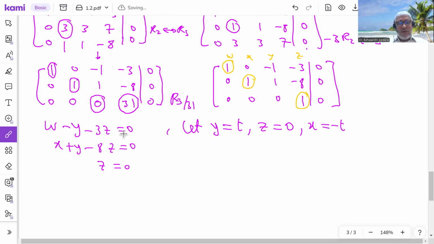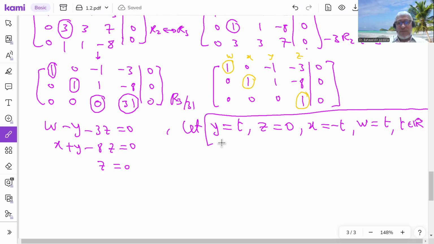Now go to the first equation. Z is 0. Y is T. So W would be equal to Y, or T. And T is a real number. So this is the general solution of the system, or the parametric equations of the system.